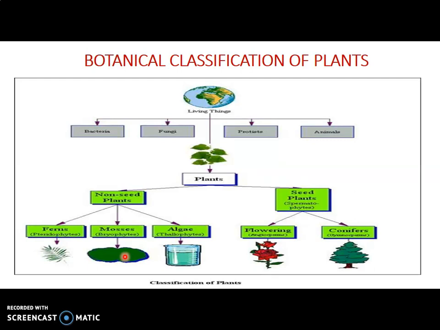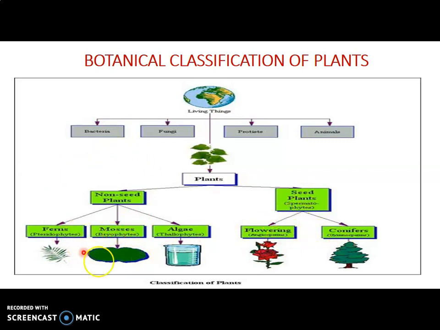Classification of plants. Botanical classification of plants. In botanical classification, plants are classified into four categories. Here we have pteridophytes, bryophytes, thallophytes, and spermatophytes. We put the flowering plants together, and they are the spermatophytes. So we have the seed plants and the non-seed plants. The non-seed plants are classified into three, while the seed plants are classified into two.